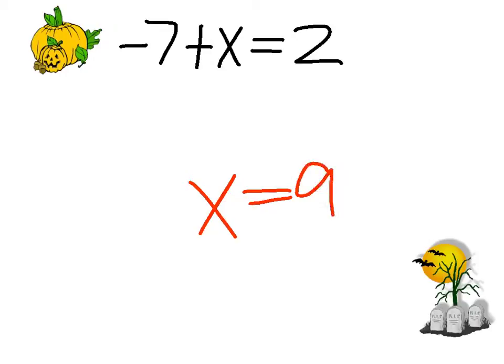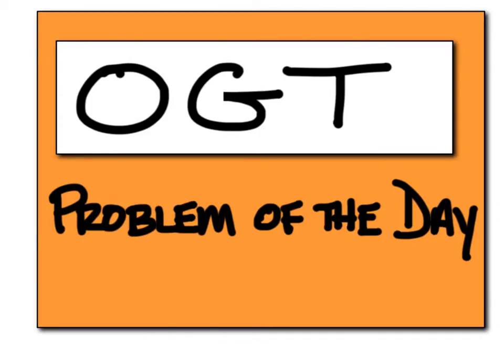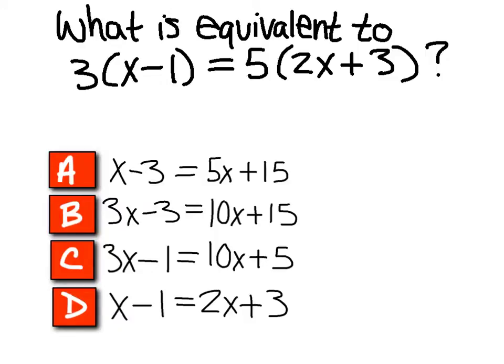Okay, answer for the bonus should be 9. Alright, we're going to skip ahead to the OGT problem.